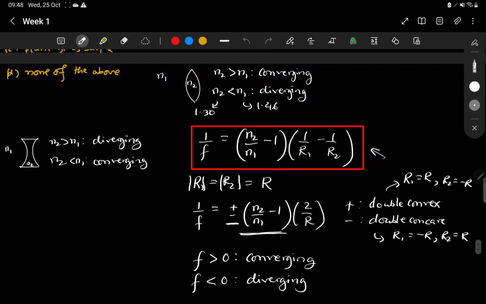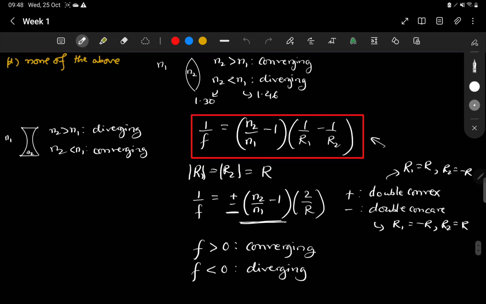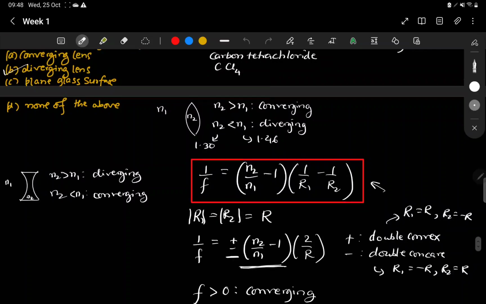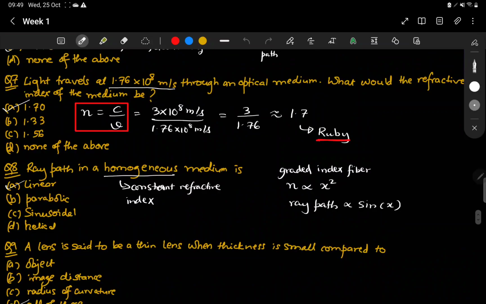The sign convention is: anything above the principal axis is positive, anything below the principal axis is negative. Any distance in the direction of the ray is positive, and against the direction of the ray is taken negative. And when the focal length is positive, we call it a converging lens, and when the focal length is negative, we call it a diverging lens. Okay, so this was all for week 1. Very simple geometrical optics.